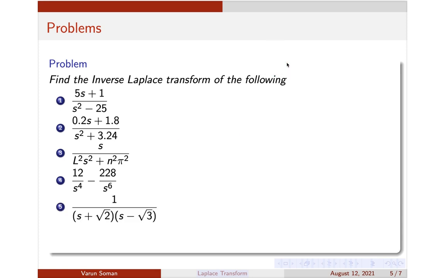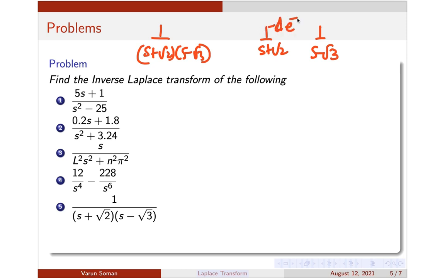Okay, and again this is the question. So how will you do this one? 1 by s plus root 2 into s minus root 3. So if you look at the table, you can see that if it was something like 1 by s plus root 2, maybe you could find the answer. Or if it was 1 by s minus root 3 also, you could find the answer, right? What was the inverse transform of 1 by s plus root 2? It is simply e raised to minus root 2t, and the inverse of this is e raised to root 3t. But here the transforms are being multiplied. So what will you do?